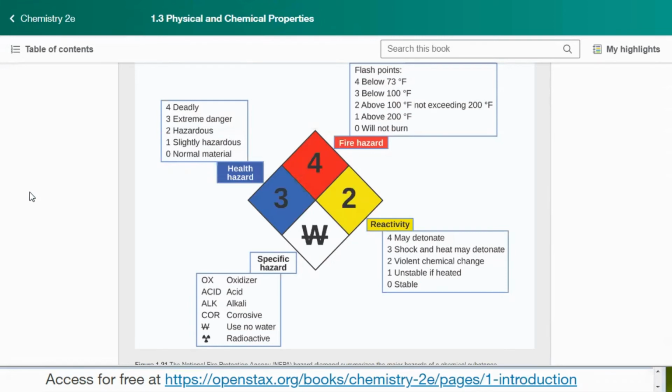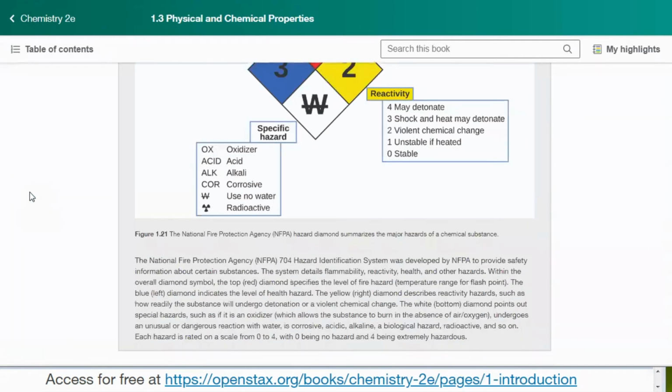So I would presume, I don't know if the colors mean anything. Well, let's just keep reading. Maybe it'll tell us. The National Fire Protection Agency, NFPA 704 Hazard Identification System was developed by NFPA to provide safety information about certain substances. The system details flammability, reactivity, health, and other hazards. Within the overall diamond symbol, the top red diamond specifies the level of fire hazard, temperature range for flashpoint. So apparently the colors are fixed. That's as far as I know here. Correct me if I'm wrong.